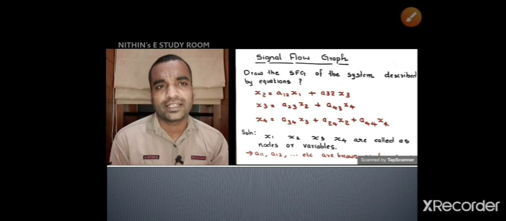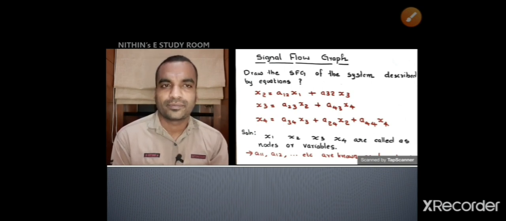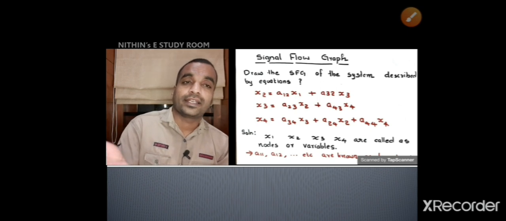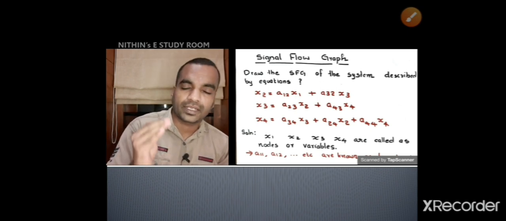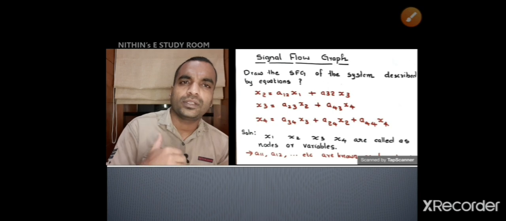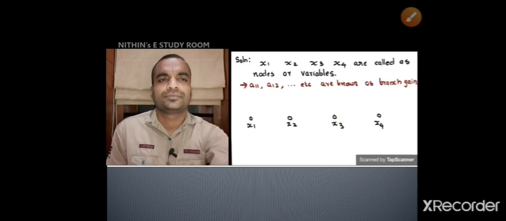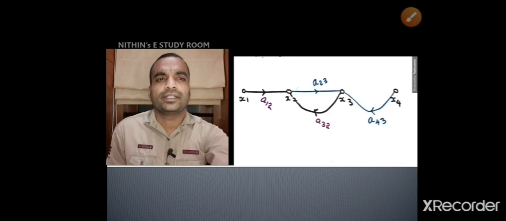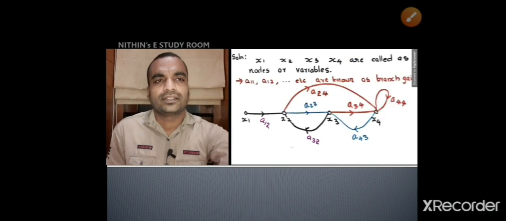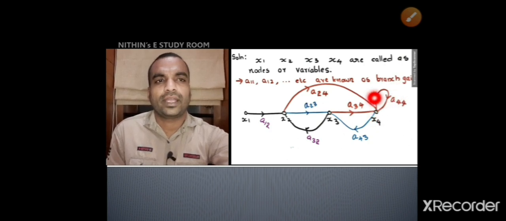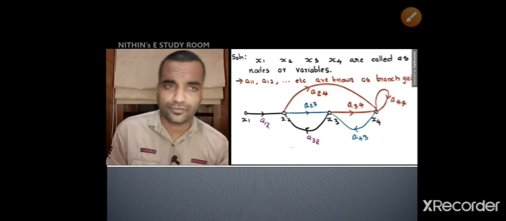So what will be the gain? The gain will be a44, because the gain of the fourth node based on that node itself is a44. So its drawing is very interesting. So x4 is equal to the last portion, x4 into a44. So it is a self loop, x4 into a44.